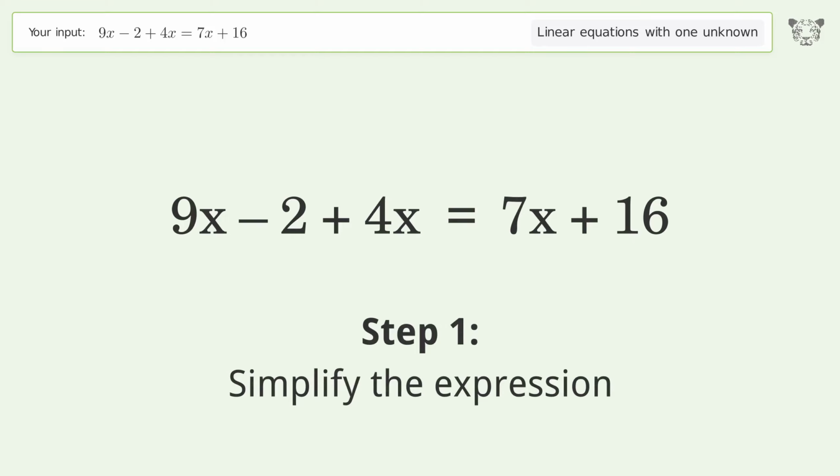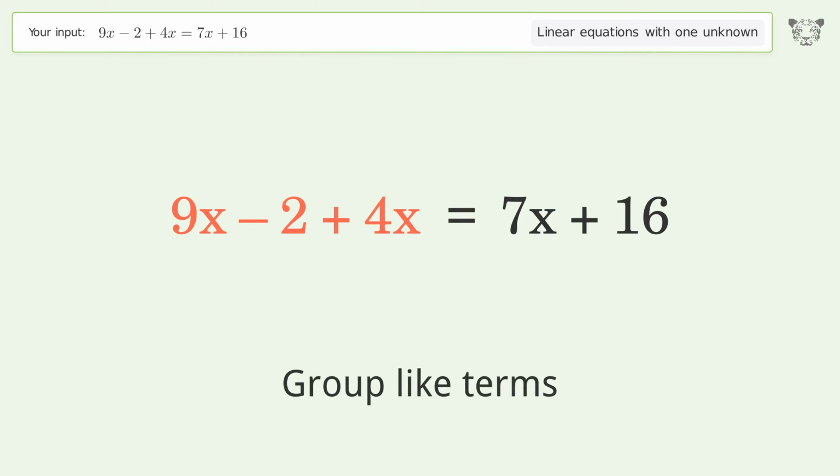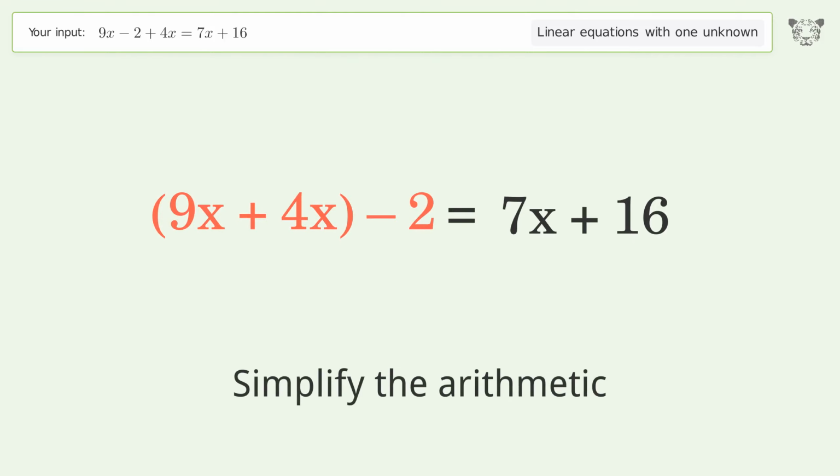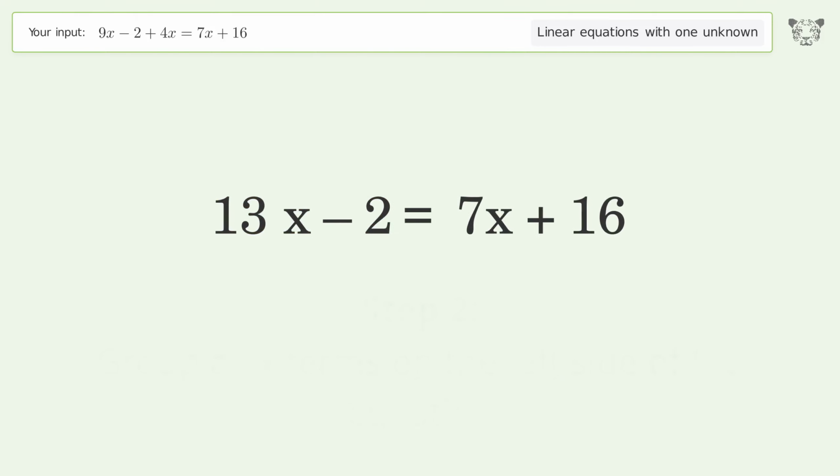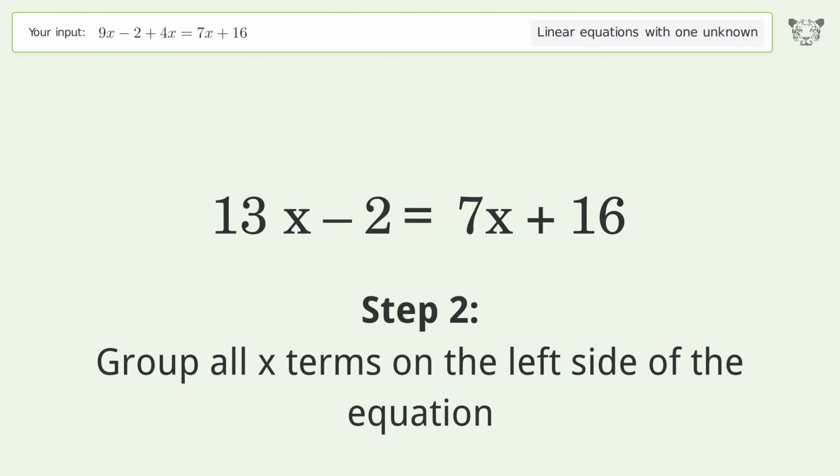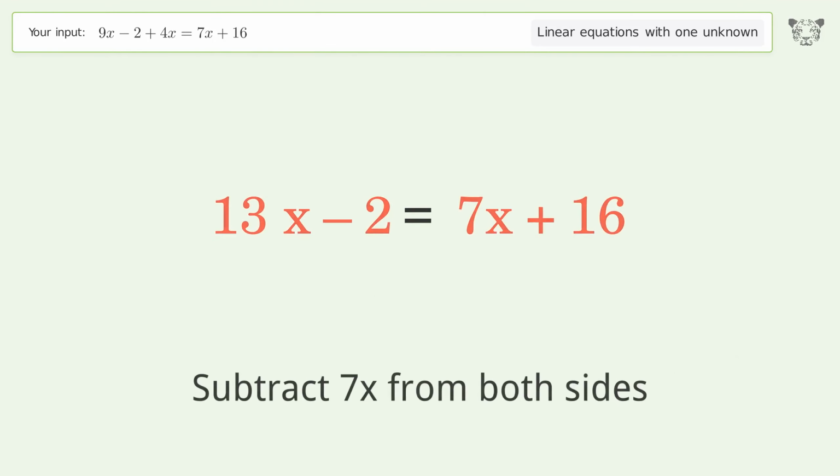Simplify the expression. Group like terms. Simplify the arithmetic. Group all x terms on the left side of the equation. Subtract 7x from both sides.